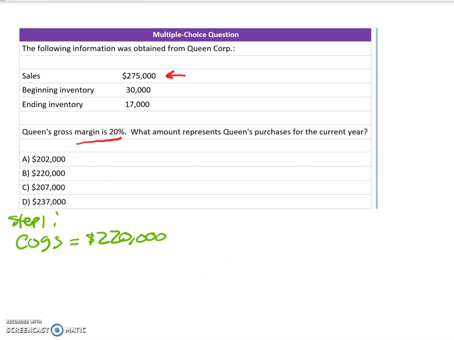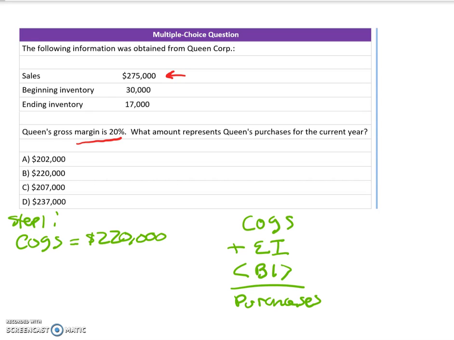So now that we know our cost of goods sold, what is the formula for backing into our purchases? It's simply going to be cost of goods sold plus our ending inventory less our beginning inventory, which is going to equal purchases. We have enough information to solve all of this.